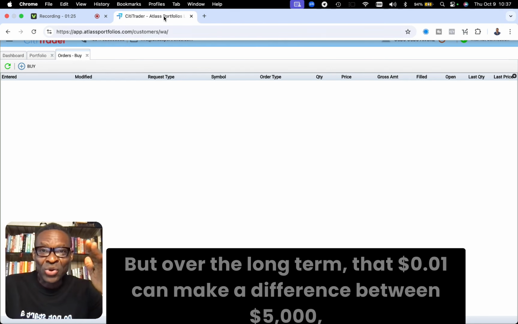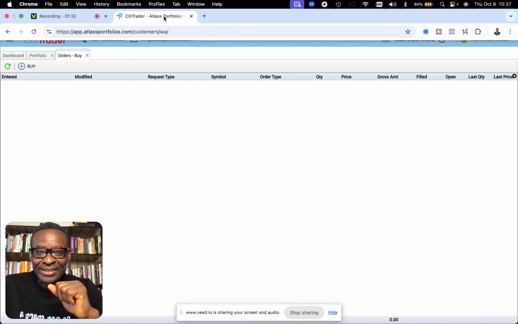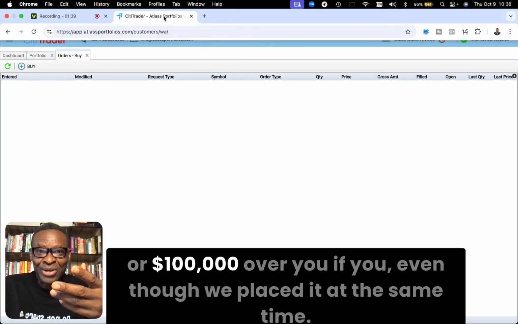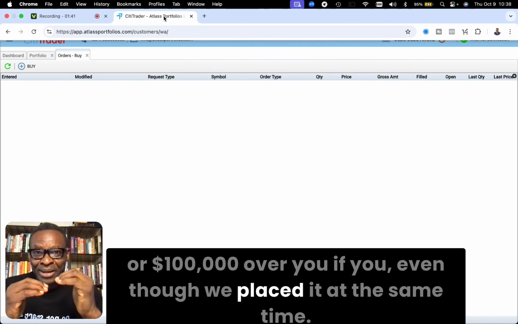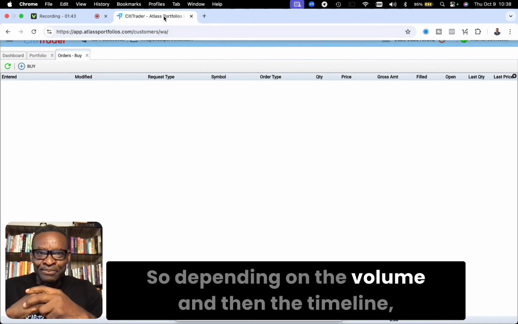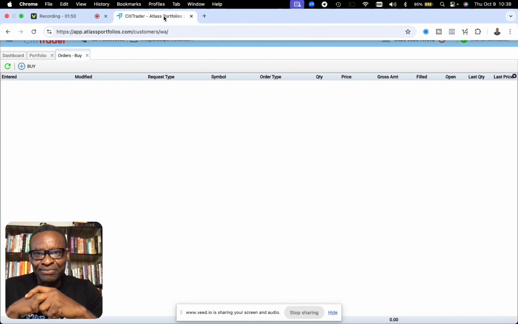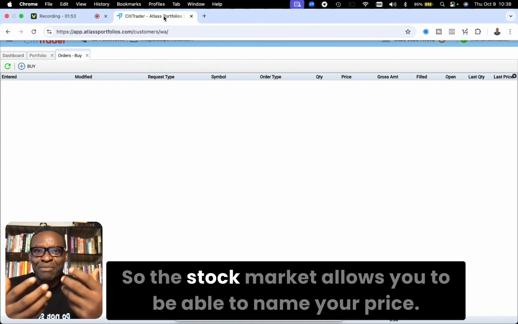But over the long term, that 1 cent can make the difference between my having an extra $5,000 or $10,000 or $100,000 over you, even though we placed it at the same time. So depending on the volume and the timeline, that 1 cent difference means a lot. The stock market allows you to name your price.